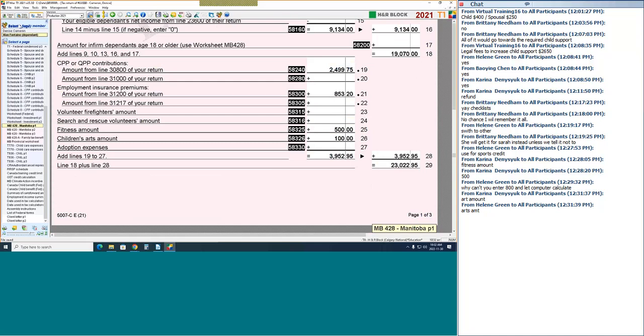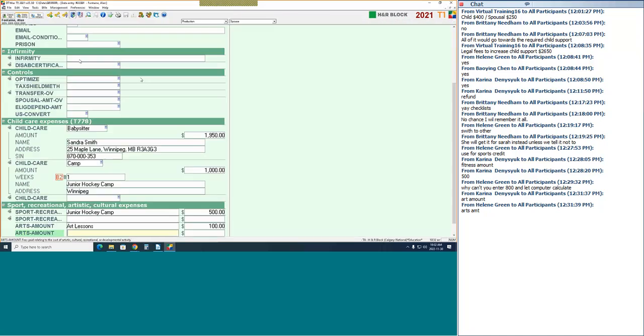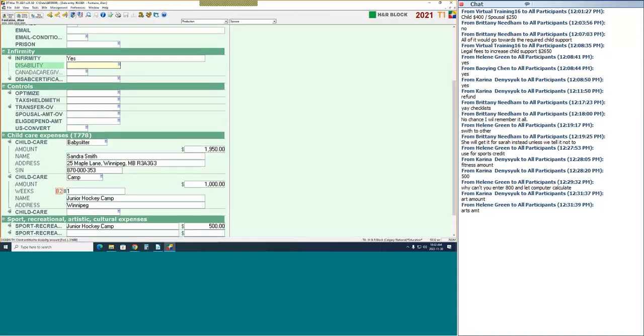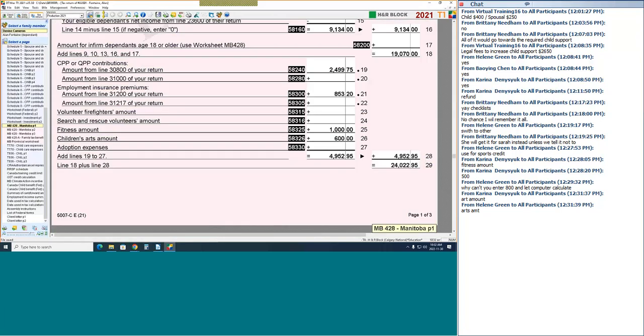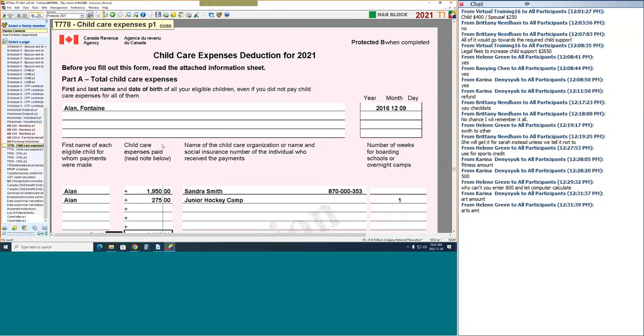What would change if Alan had a disability? So I'm going to go in here and I'm going to say disability yes. I don't need to say anything else because that means that he has a disability certificate on file. I go to the tax return now. First thing that's going to happen, the child care will have increased. I have to be careful to make sure I'm still reducing it by the right amount for the fitness amount. In this case, I am.